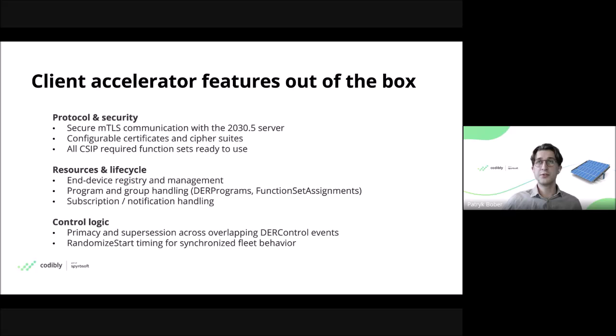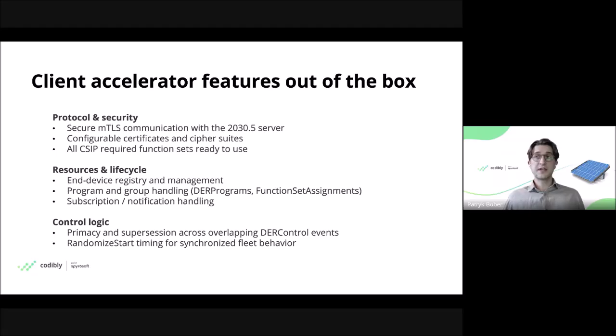So before we move into use cases, let me take a moment on what's actually inside the client accelerator out of the box, because this is the part that customers don't have to build themselves. On the protocol and security side, you get a hardened mTLS implementation against the utility's 2030.5 server with configurable certificates and cipher suites. So each utility's mandates can be matched without code changes, and you get all of the SunSpec required function sets ready to use.